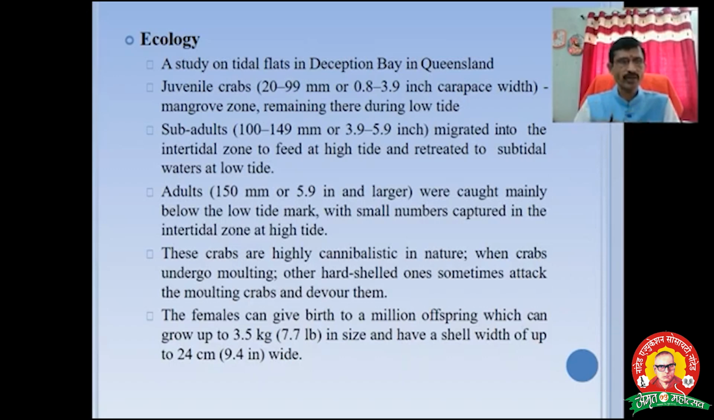Subadults, that is 100 to 149 mm or 3.9 to 5.9 inches, migrate into the intertidal zone to feed at high tide. Adults, 150 mm or 5.9 inches and larger, are caught mainly below the low tide mark. In the low tide, that time the crab is caught. Crab is highly cannibalistic in nature. When a crab is undergoing molting, other hard shell crabs will sometimes attack the molting crab. This is the important thing. The female can give birth to millions, and grow up to 3.6 kg.